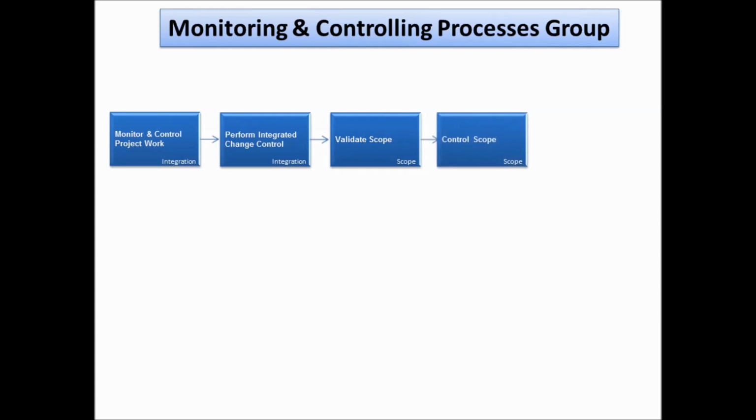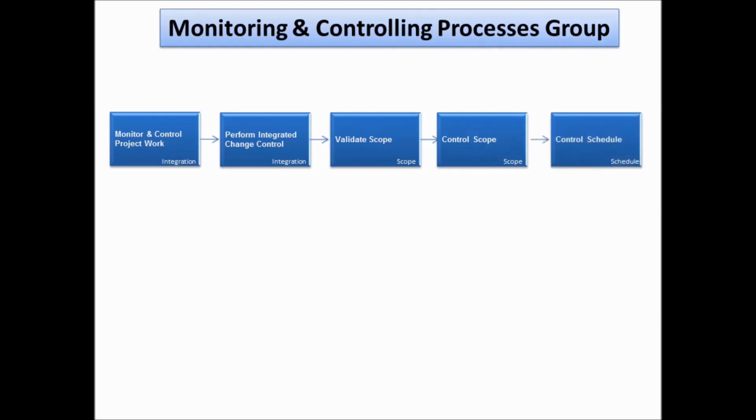So the next process is control scope. Here the project manager will make sure that no one is adding extras to the scope, and that there is no gold plating. If something has to go through, like getting added to the scope or removing something, like I mentioned earlier, it will follow the perform integrated change control process.